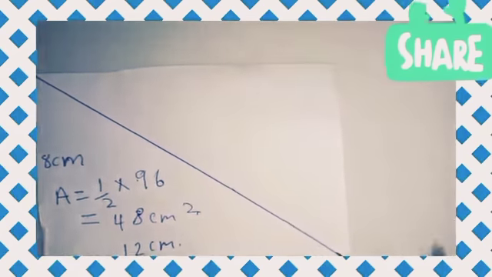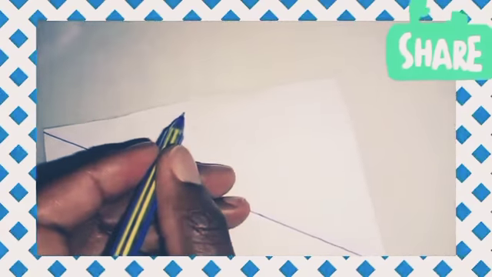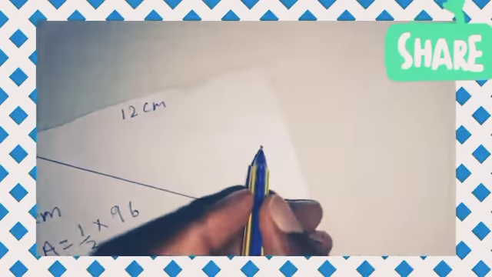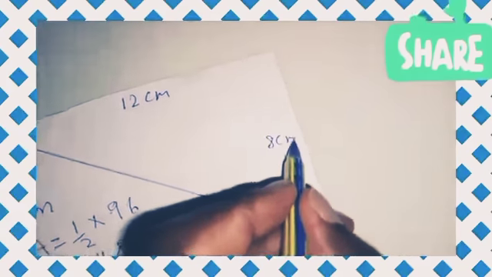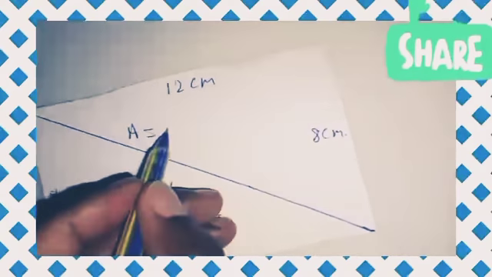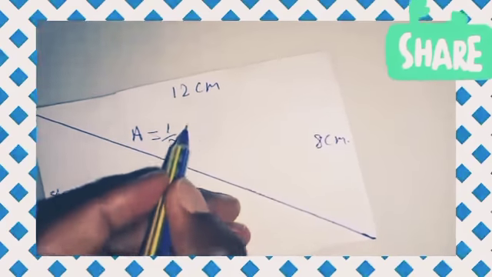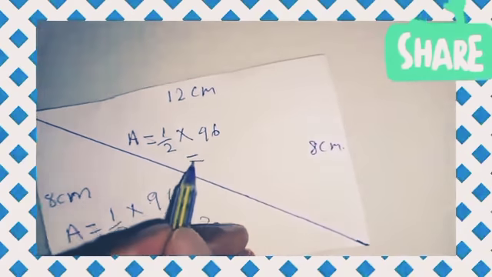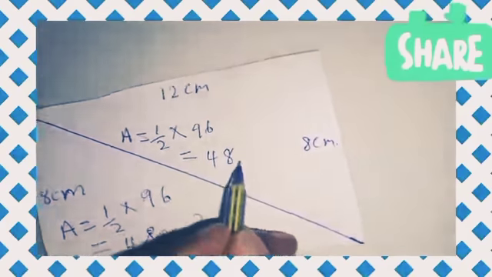The area of this other triangle, which we can turn that way, or even do it the way it is. This side is 12 centimeter, and this other side is the height, or the width, 8 centimeter. So this is half of our rectangle. So the area will be given by half multiplied by 96, which is the same as 48 square centimeter.